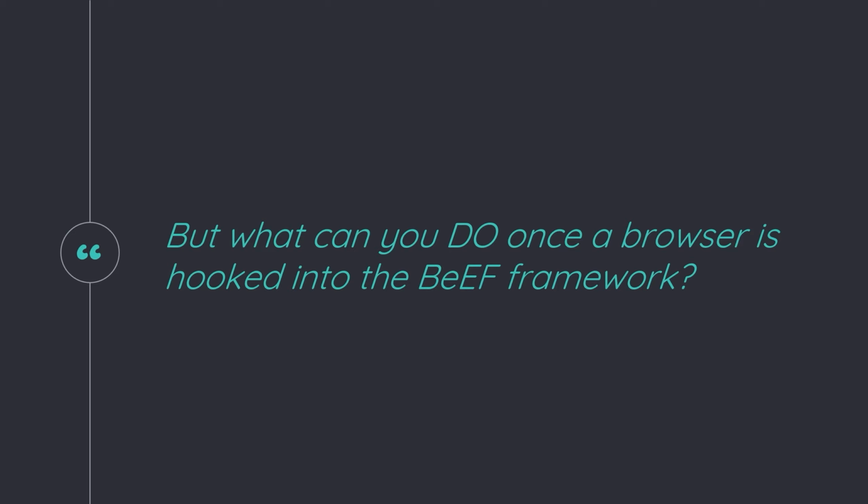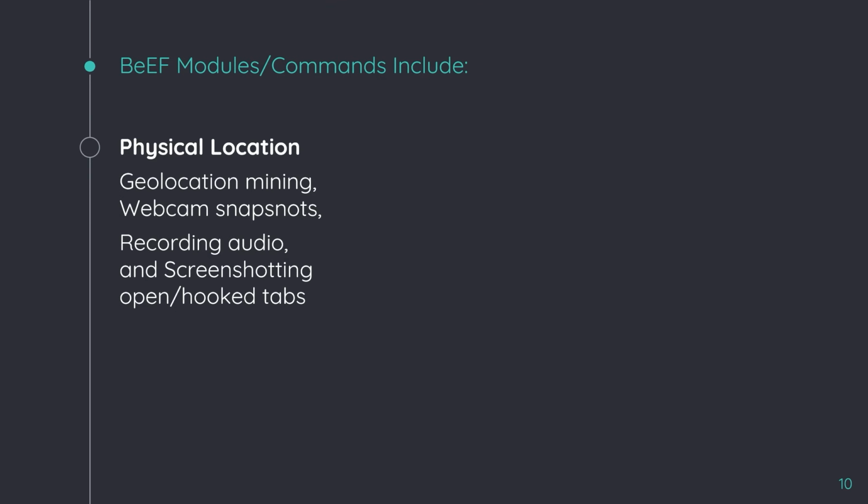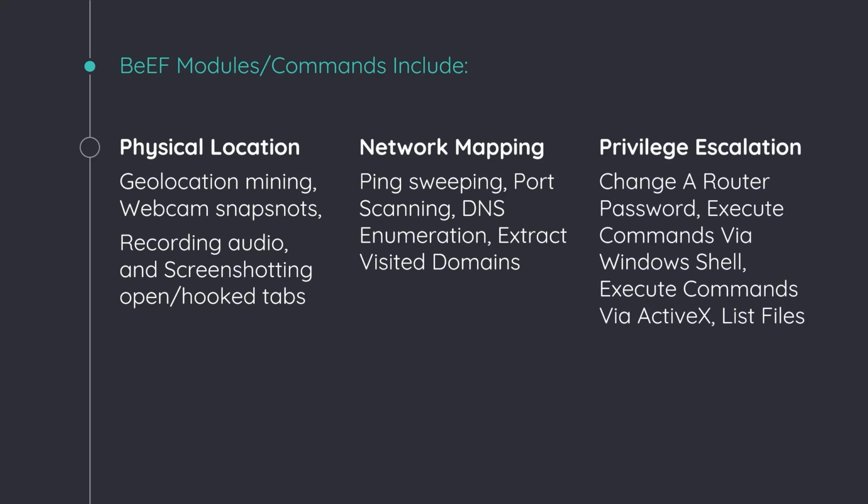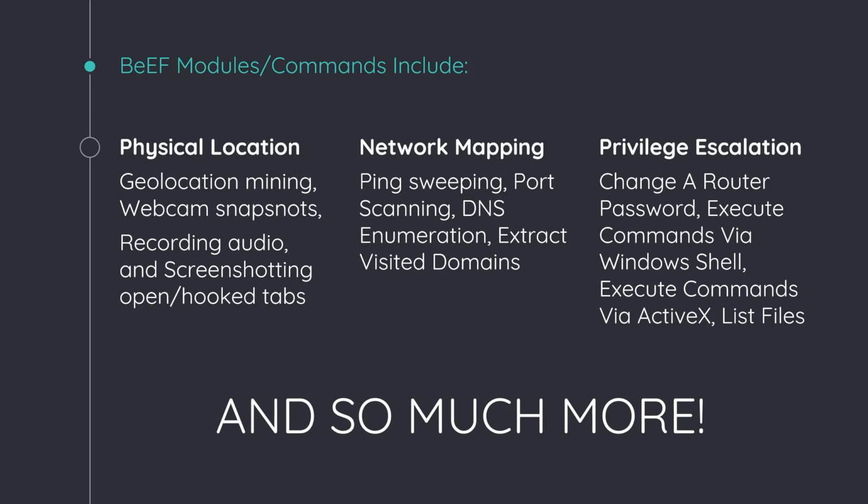But what kind of exploits can you do once a browser is hooked in Beef? Some of the Beef modules include physical location, such as geolocation mining, webcam snapshots, recording audio, and screenshotting open and hooked tabs; network mapping, such as ping sweeping, port scanning, DNS enumeration, and extracting visited domains, or viewing your browser history; and privilege escalation, such as changing a router password, executing commands via Windows Shell, executing commands via ActiveX, and listing files. And so much more.